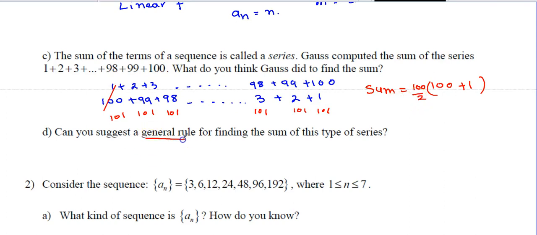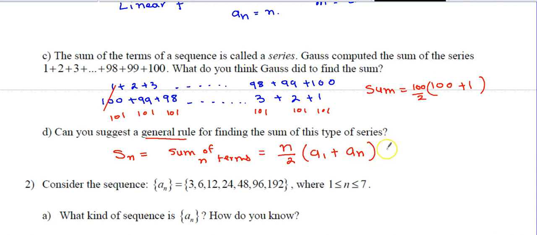So what is the general rule for this? The general rule is that the sum of n terms is the total number of terms divided by 2, times the first term plus the last term. And this formula is given in the formula sheet.